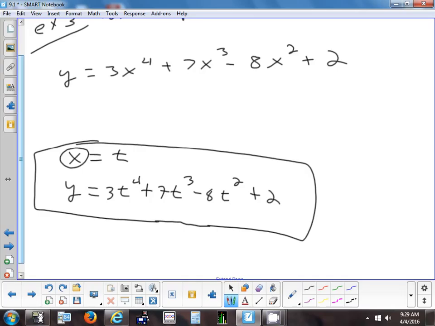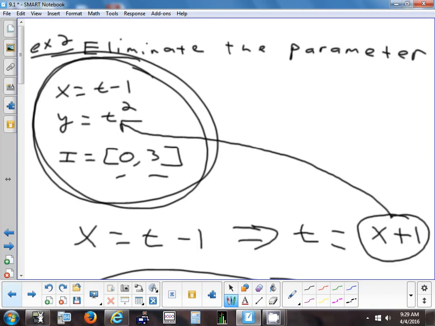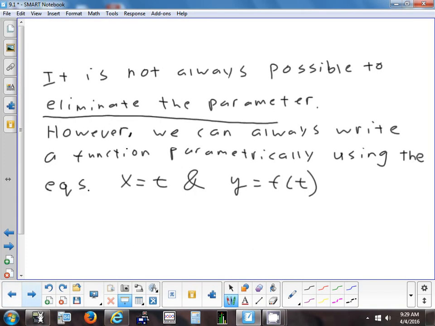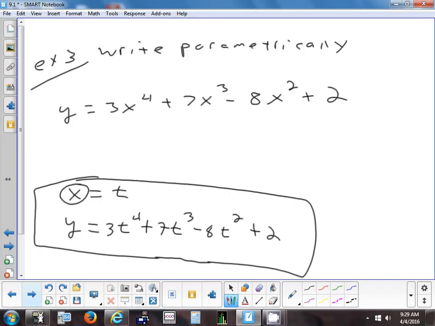Okay? In general, I would worry more about eliminating the parameter. On the test, you'll have 3 of those. I'm not going to give you very many where you do it this way. I really want you to know how to eliminate the parameter. This is introducing a parameter. It's the opposite.